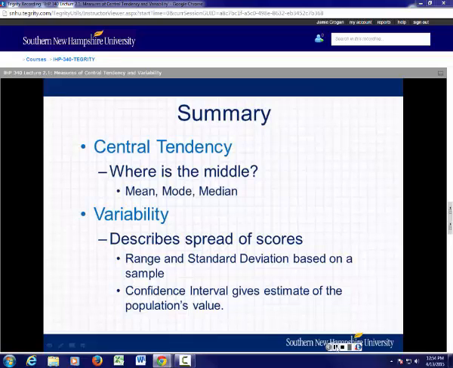We also talked about measures of variability. We talked about the spread of scores in a sample, and we can talk about the range, we could talk about the standard deviation. And also we talked briefly about a confidence interval, which gives an estimate of what the population's value would be based on the sample value.